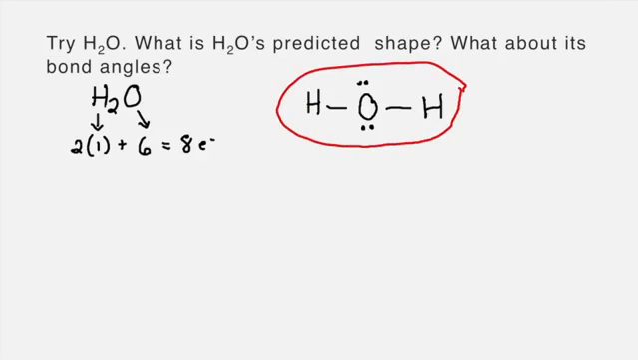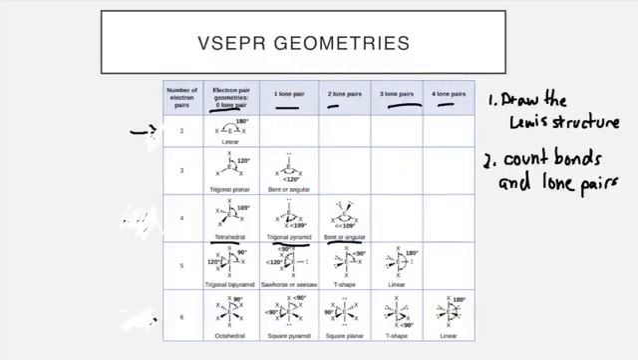Once you have that drawn, you're going to look at the central atom, so just the oxygen. My oxygen has 2 bonds, 1 on each side, and then it also has 2 lone pairs. So that's a total of 4. 2 plus 2. Okay, so that tells me what row to look at in my chart. So if I go back to my chart, 4 is here. So I'm going to look at this row. It's going to be one of these 3 shapes.